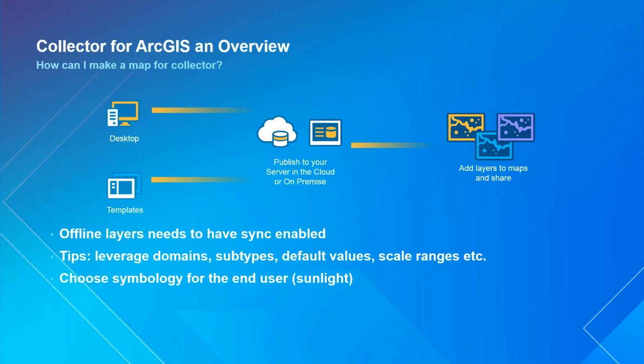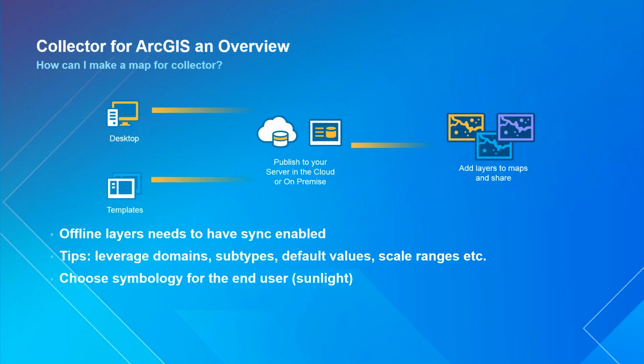Very important to be able to leverage things like domains, subtypes, default values, and scale ranges. When you're creating a map, you want to think in terms of, I'm creating something that's going to be used for data collection in the field. It doesn't have to be a super sophisticated map with a complicated set of symbology. The idea is to make the field data collection procedure as easy as possible, as straightforward as possible.